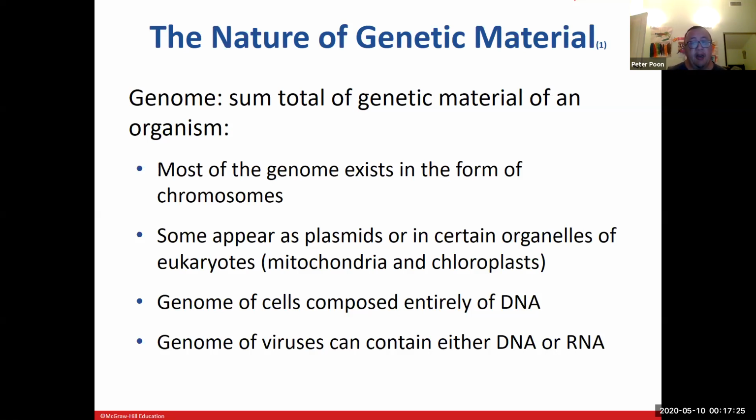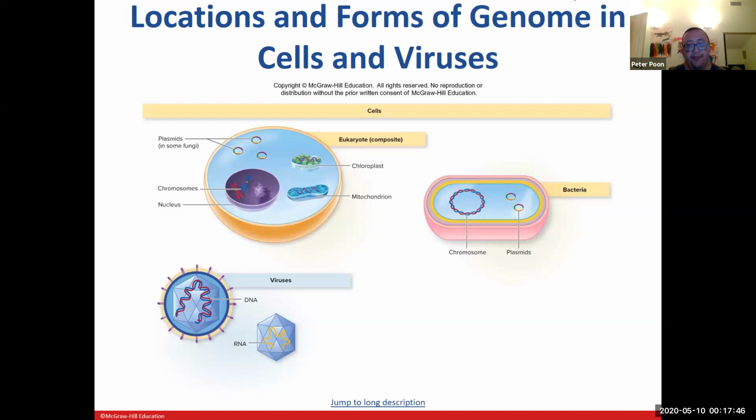The genome of cells is composed entirely of DNA. The genome of viruses contains either DNA or RNA, and we already talked about this. For example, COVID-19, the SARS-CoV-2 virus, is actually made out of RNA. So here you can see our chromosomes are mostly packed in the nucleus, but chloroplasts and mitochondria have their own small little genomes as well. And then viruses, and then here's a bacterial chromosome, and then the plasmids.